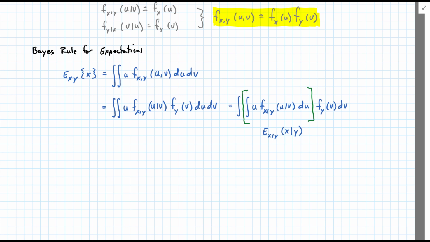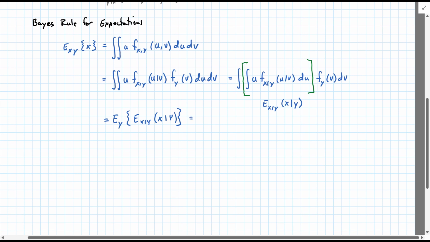So now we're finding, in essence, using the outer integral, the expectation of the expected value of x given y, but now with respect to y. So this can be written as the expected value with respect to y of the expected value with respect to x given y of x given y, like this. And of course it works the other way.